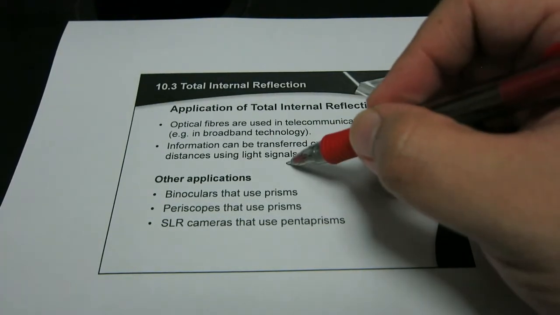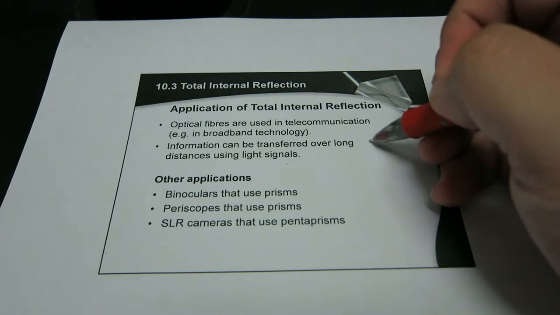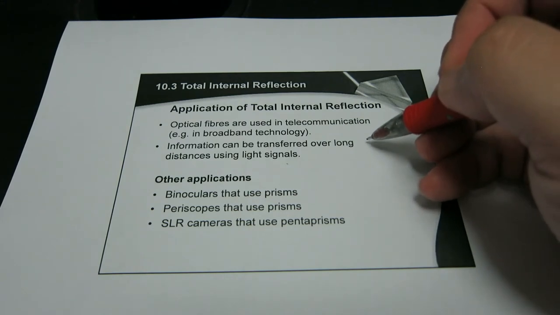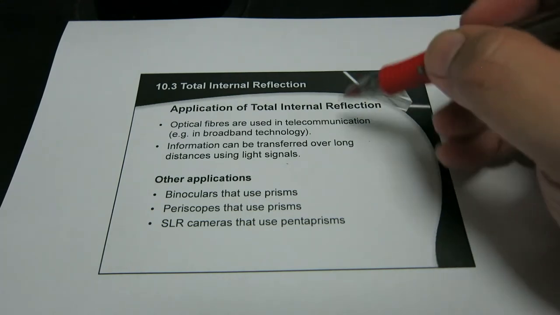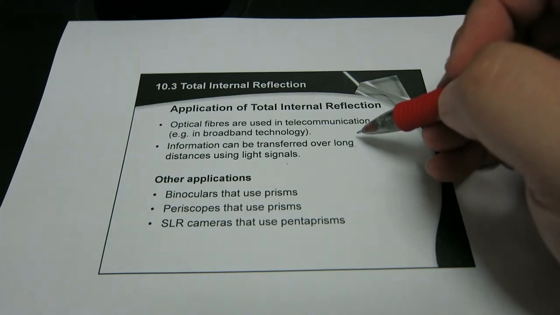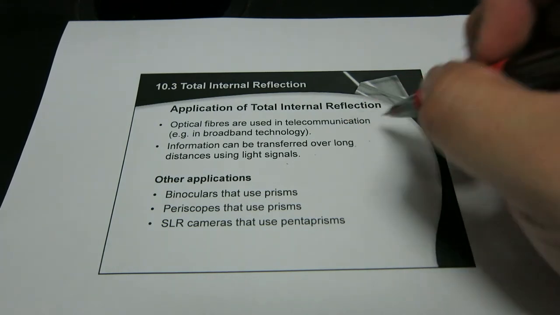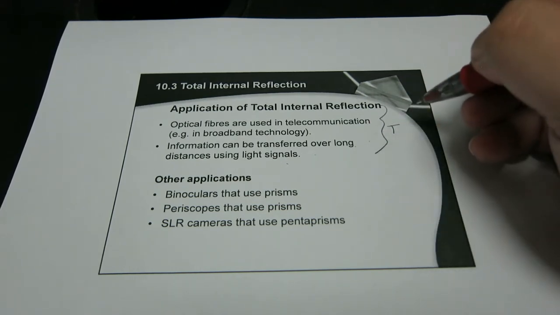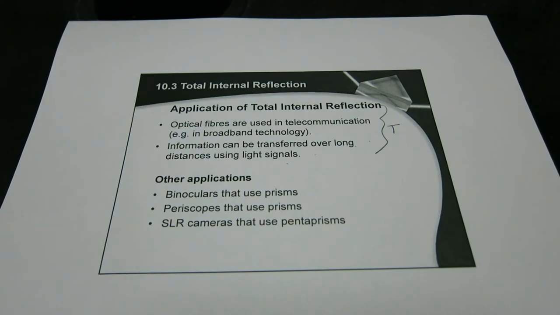Some advantages of using TIR in optical fibers is that the signal can be transferred over a longer distance. It is generally faster, that's why we all switched over to optic fibers, because essentially it's almost traveling at the speed of light. And it's also cheaper because instead of using copper wires, you're just using plastic. So that's why we use TIR in all our modern internet applications now.